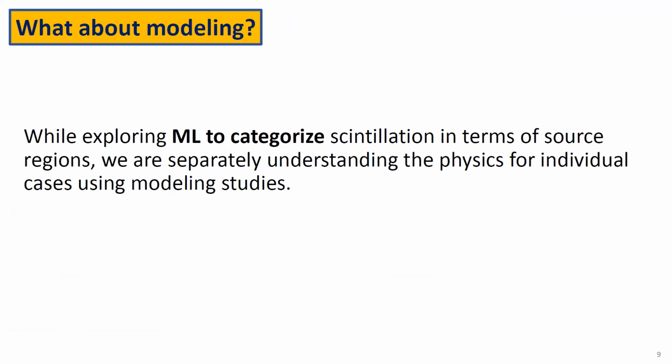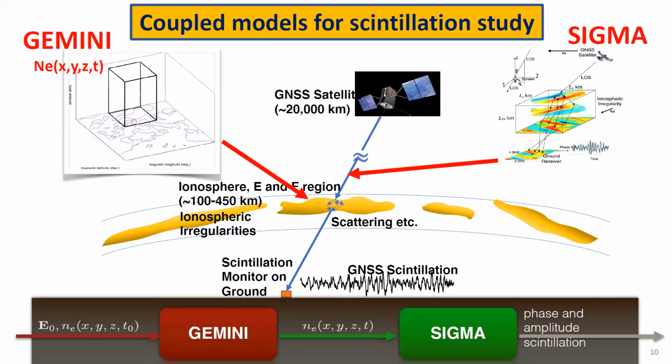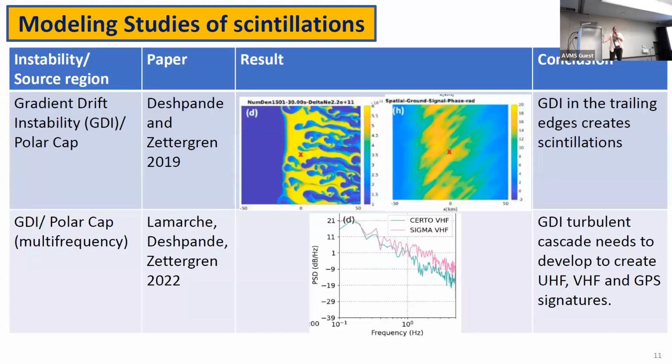So what about modeling? While we are exploring the machine learning categorization, we're separately looking at individual modeling studies. For that, we're using two models: SIGMA, which is a propagation model to generate scintillations on ground, and GEMINI, which is an ionospheric model, which generates instabilities, which we put in SIGMA and look at what would be the observed signatures on ground from different instabilities.